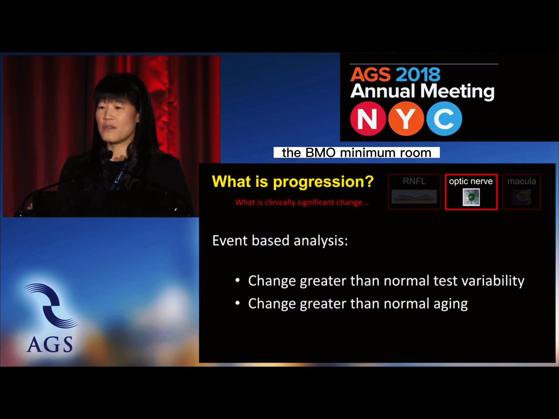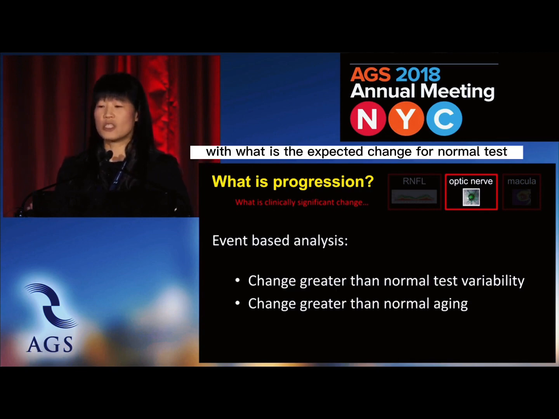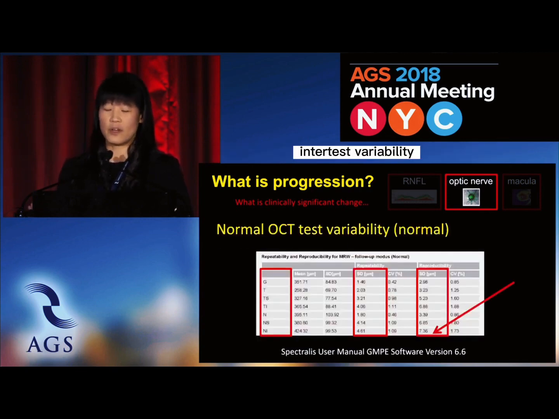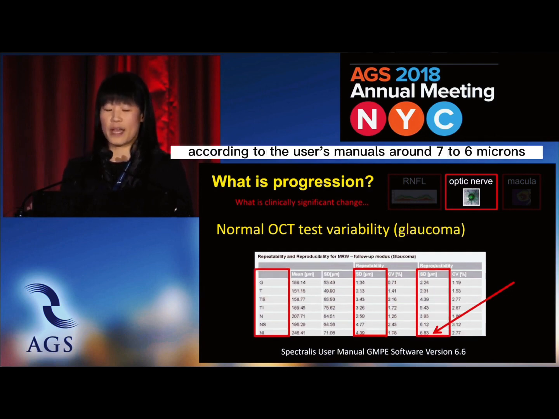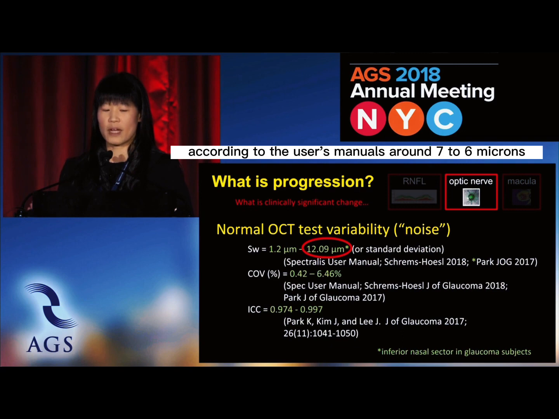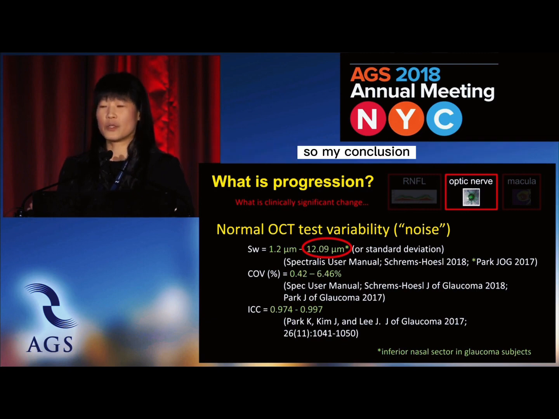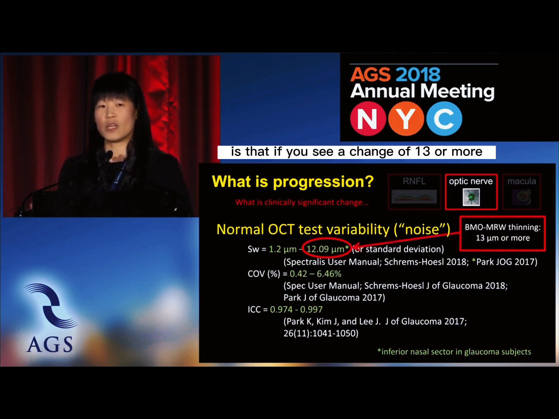So for the optic nerve, the BMO minimum rim width, what is the expected change for normal intertest variability? For normal patients and glaucoma patients, according to the user's manuals, around 6 to 7 microns. Review of the literature suggests that the greatest variability could be up to 12 microns. So my conclusion is that if you see a change of 13 or more, you can more likely say that this is glaucoma progression of the neuroretinal rim and less likely due to measurement noise.